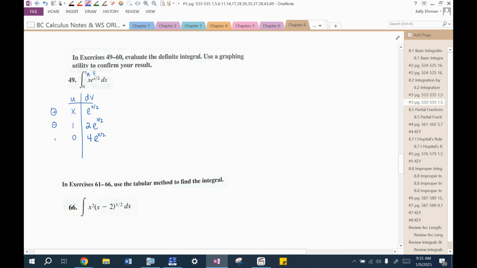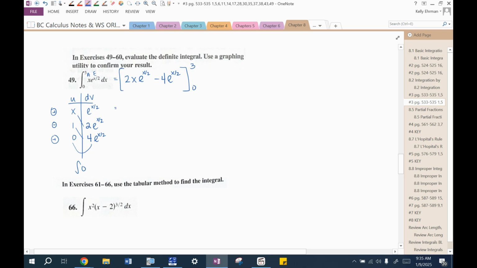Plus, minus, plus, diagonal, diagonal, connect. This is an integral of 0. So my answer is 2x e to the x over 2 minus 4 e to the x over 2. I was going to do plus c, but we're evaluating from 0 to 3.